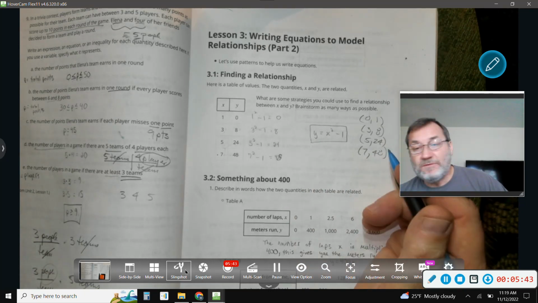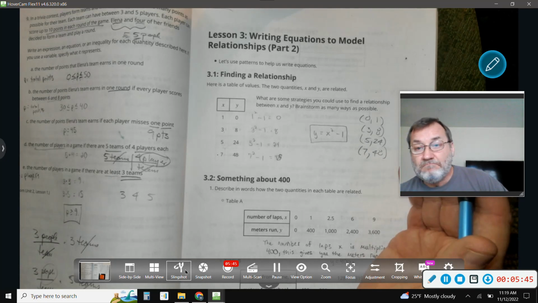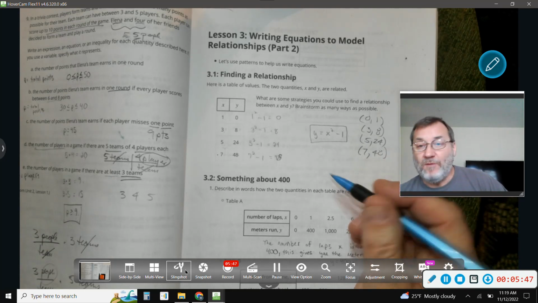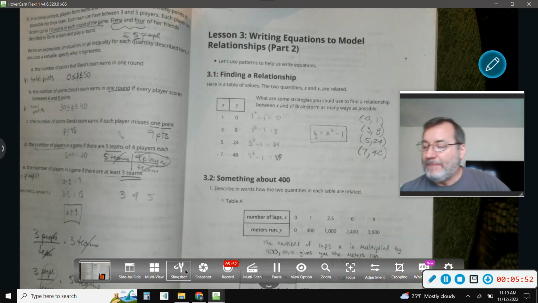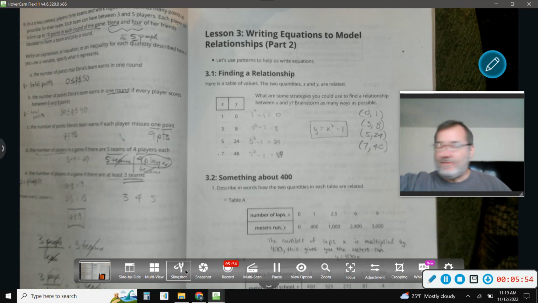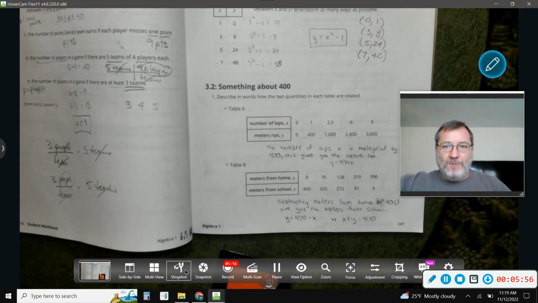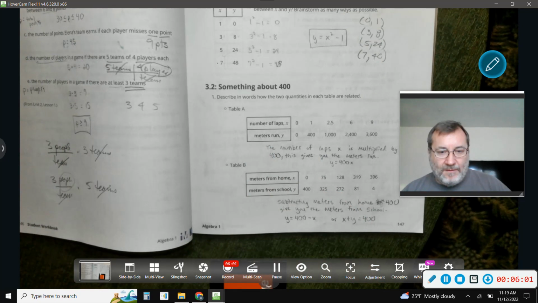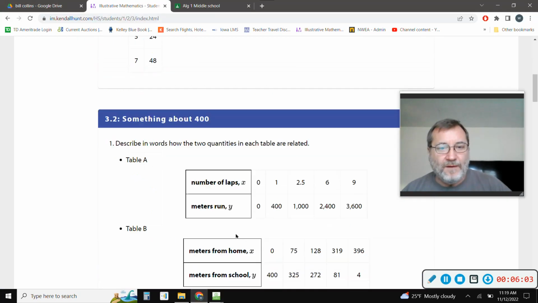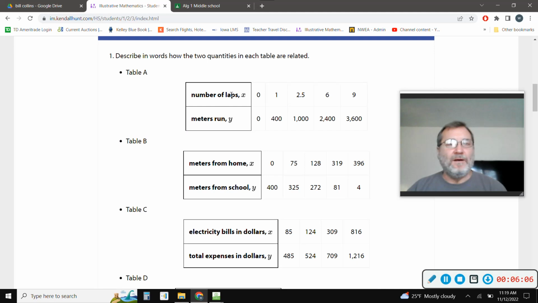All right. So again, some techniques. Graph it. Just simply graph it. And if you find one that's still kind of curvy when you don't like it, try a different function. Okay. Let's go down to this next one here. Now this one, they give you a table A, table B, and we'll go down. So if you see right here, you have a 0 and a 0, a 1 and a 400, a 2.5 and a 1,000, a 6 and a 2,400, a 9 and a 3,600.